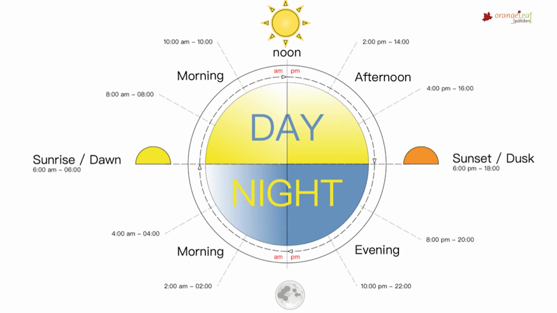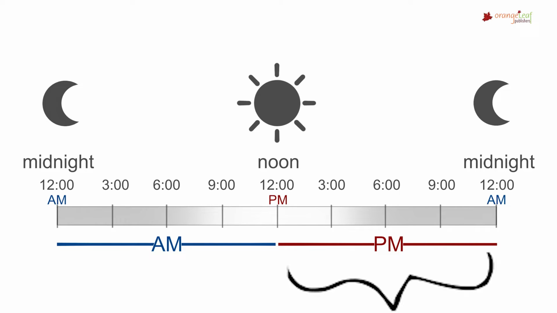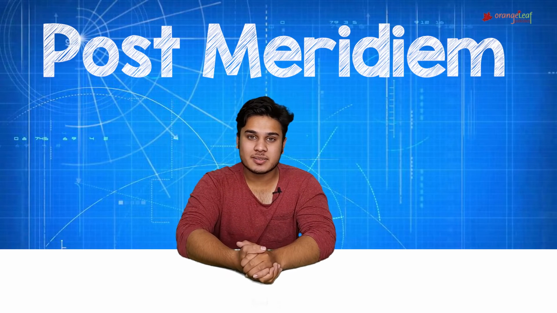So the first 12 hours are the morning hours and the second 12 hours are the evening hours. The first 12 hours are denoted by AM, that is after 12 midnight to 12 noon, and the second 12 hours are denoted by PM, that is after 12 noon to 12 midnight. AM means ante meridian and PM means post meridian.